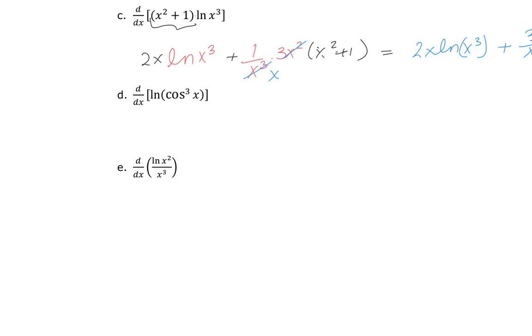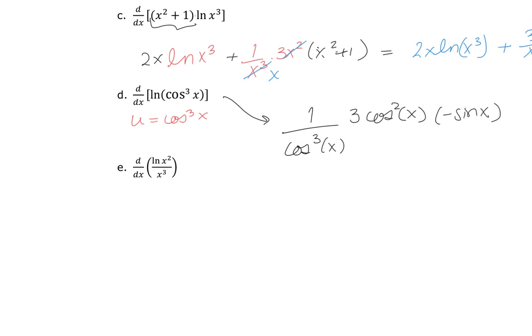If I take a look at d, this is the chain rule. My inner function u is the cosine cubed of x, which means I still have another function inside of that because it's not just cosine, it's cosine cubed. So this derivative is going to be 1 over the cosine cubed of x multiplied by the derivative of the cubed function, which would be 3 cosine squared of x, and then multiplied by the derivative of cosine, which is negative sine of x.